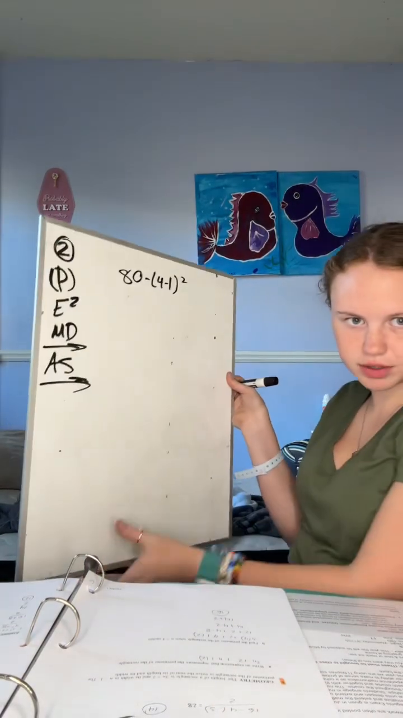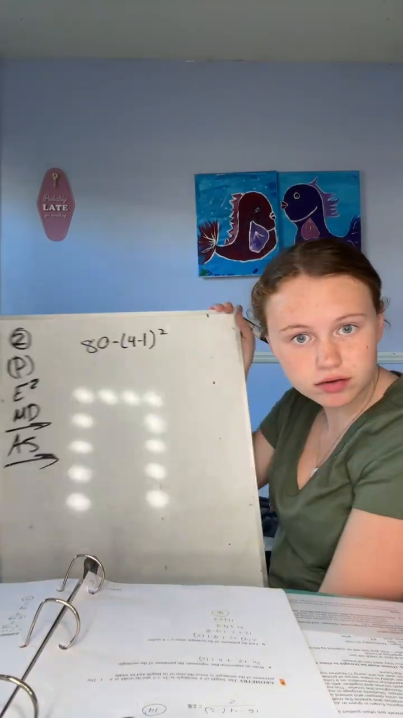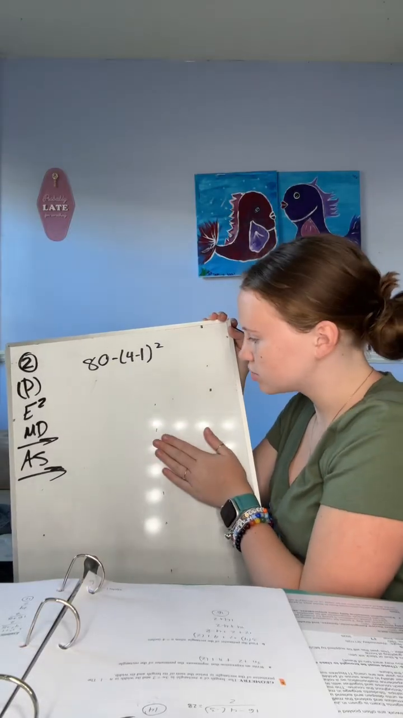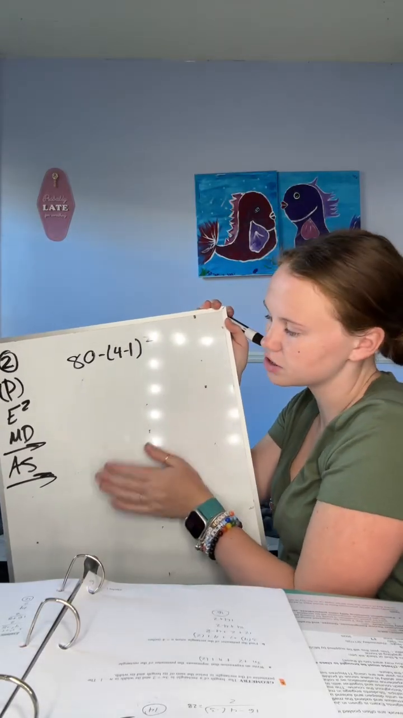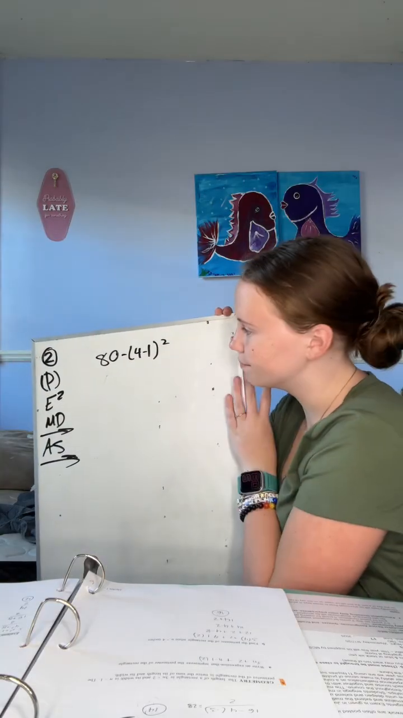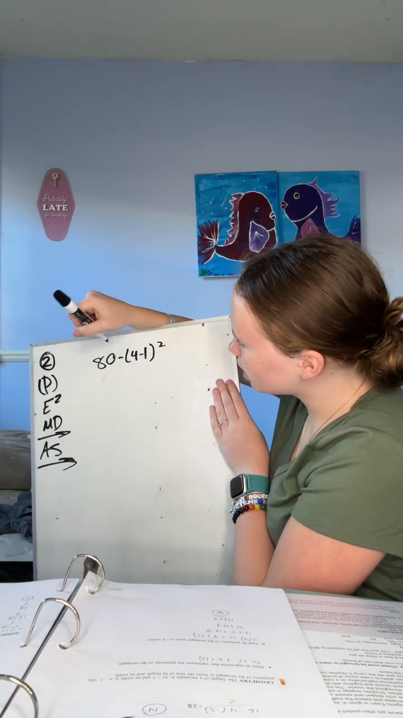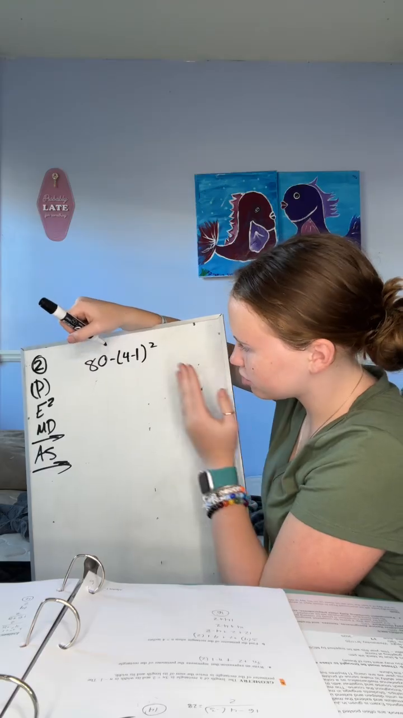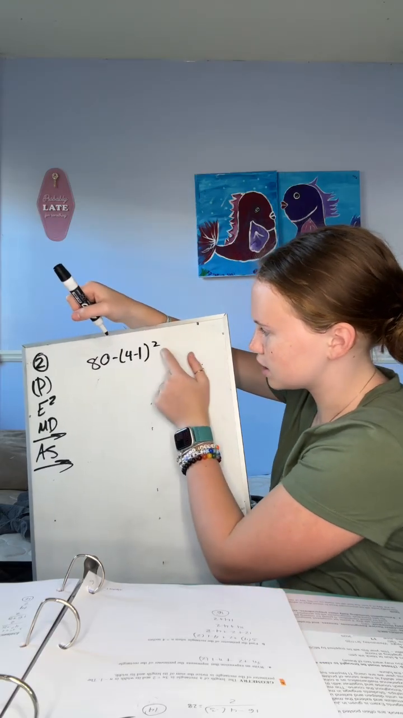Alright, let's move on to number 2. Right, here we have number 2. We have our PEMDAS written out, right? Anytime that you have PEMDAS and you can write it out, just make sure that you get all your steps down, unless you know that you can do it in your head. Right? So we have 80 minus, in parentheses, 4 minus 1 to the second power.